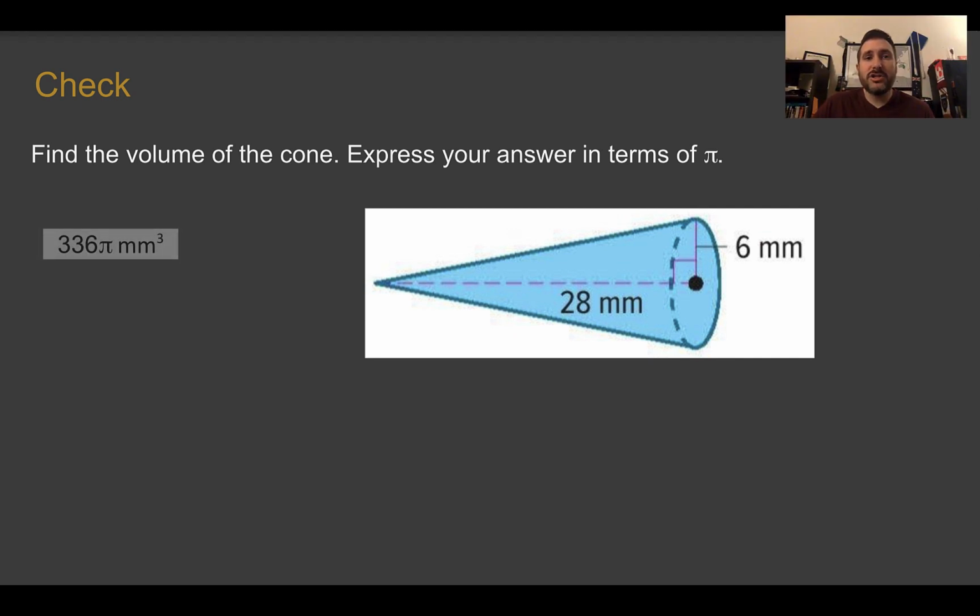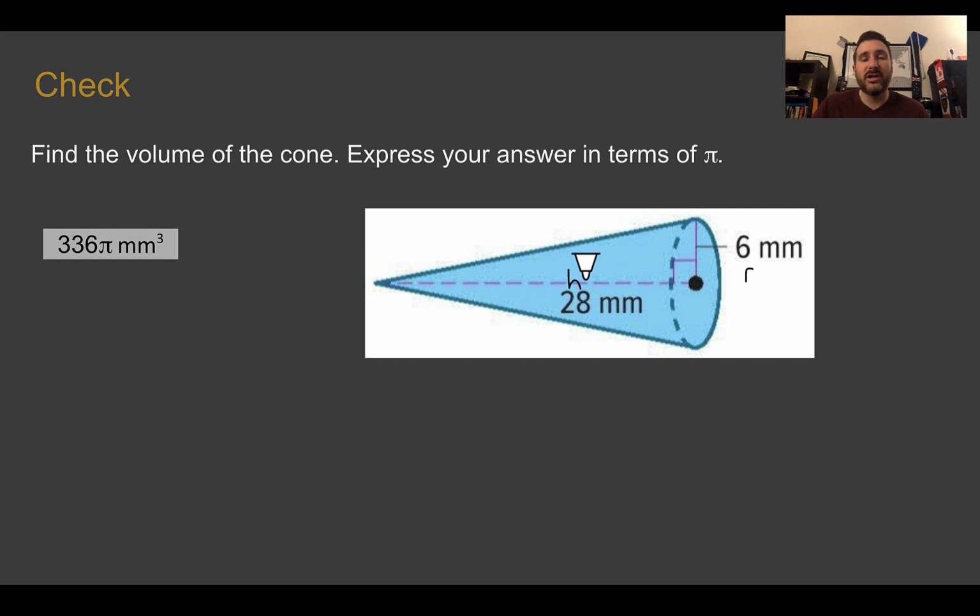Check your answer. You should have said 336 pi millimeters to the 3rd power, or cubic millimeters. 6 is our radius, so we would have to use that as our radius. 28 is our height, so when we plug in, 6 to the 2nd power is 36. 36 times 28, our height, is 1,008. But remember, this is not a cylinder, so we're not quite done.